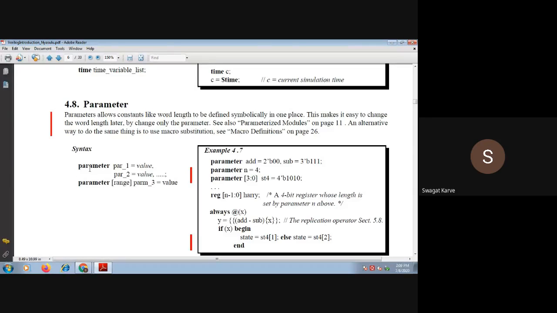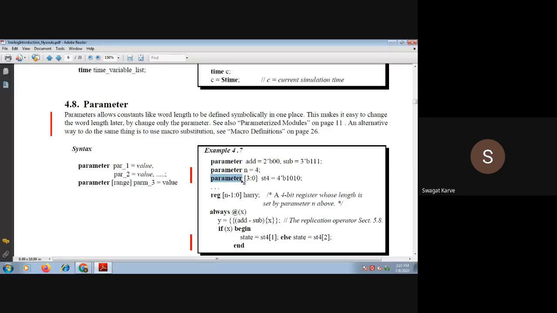For example, this is the syntax for this parameter. Parameter, then the parameter identifier, that means the parameter name, and its value. The same thing you have to write here. And again parameter, then range, then the parameter name is equal to its value. How to use that? Look at this example. Parameter add, that we have defined as 2-bit, that is 00, comma, sub is equal to 3-bit, that is 111. So this is what we have defined. Then the second parameter n is equal to 4. That means n is a parameter and its value is equal to 4.